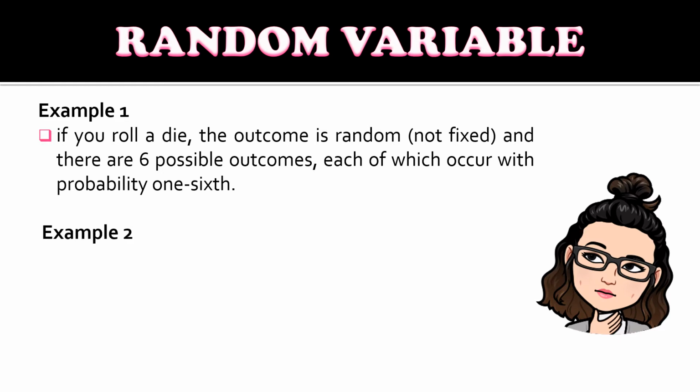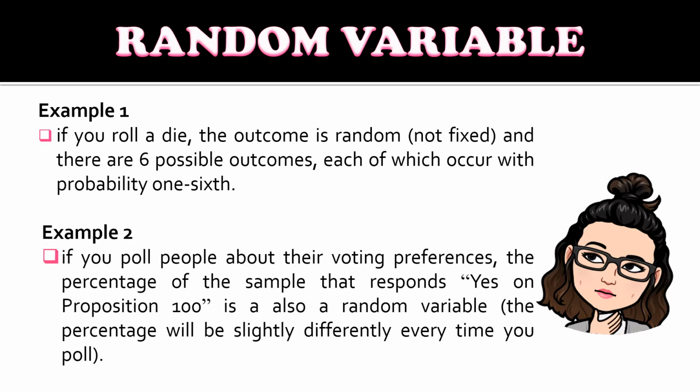And example number 2. If you poll people about their voting preferences, the percentage of the sample that responds yes on a proposition is also a random variable. The percentage would be slightly different every time you make the poll.